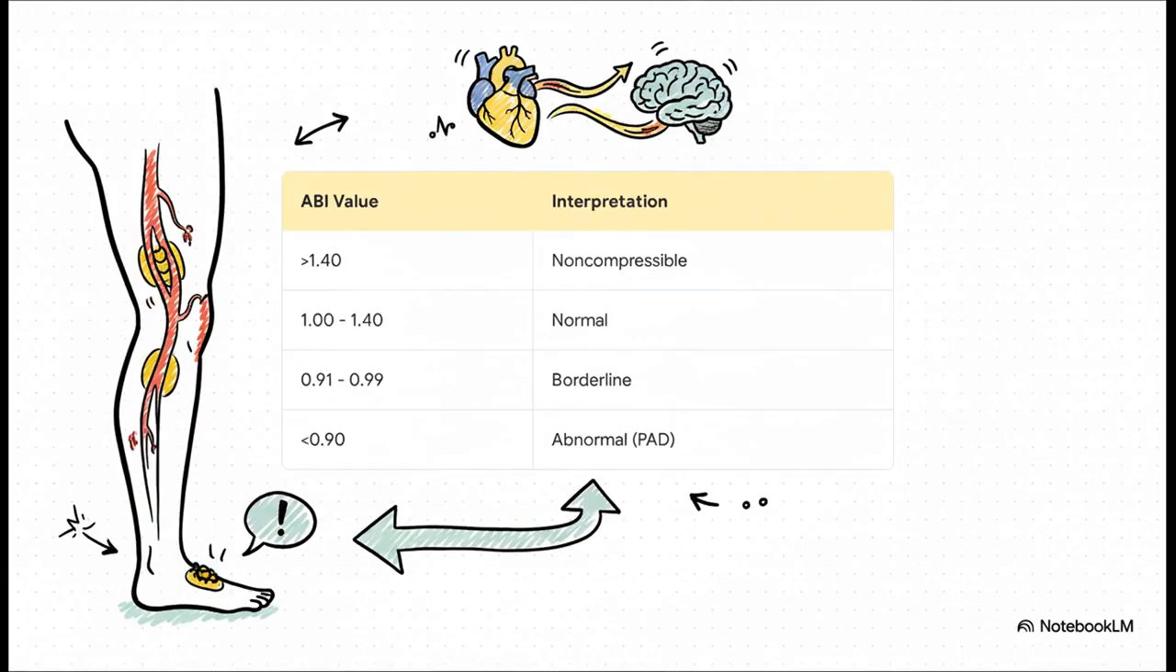And this table here really puts that number into context. A normal ABI is somewhere between 1.0 and 1.4. A little bit below that, from 0.91 to 0.99, that's considered borderline. But anything below 0.90 is a definitive diagnosis of PAD. And interestingly, a really high number, something above 1.4, can also be a problem. It suggests the arteries are calcified and can't be compressed properly.